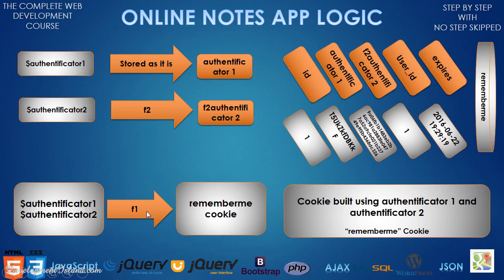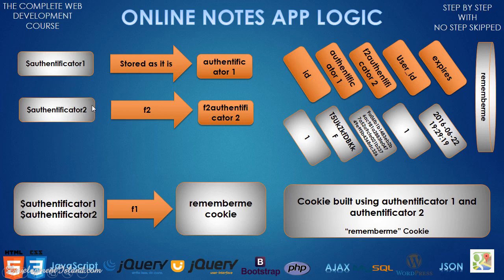Okay, so you're going to need to do something like concatenating these two variables, or saying variable1 dot variable2. And we're going to store them in the cookie in a way that we can retrieve them back from the cookie if we need them. Now, to store them in the database or in the table, the first variable is going to be stored as it is.